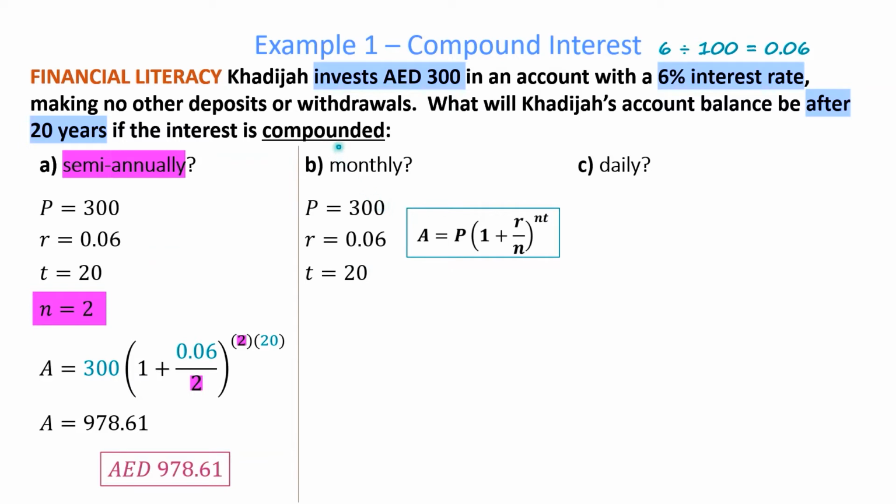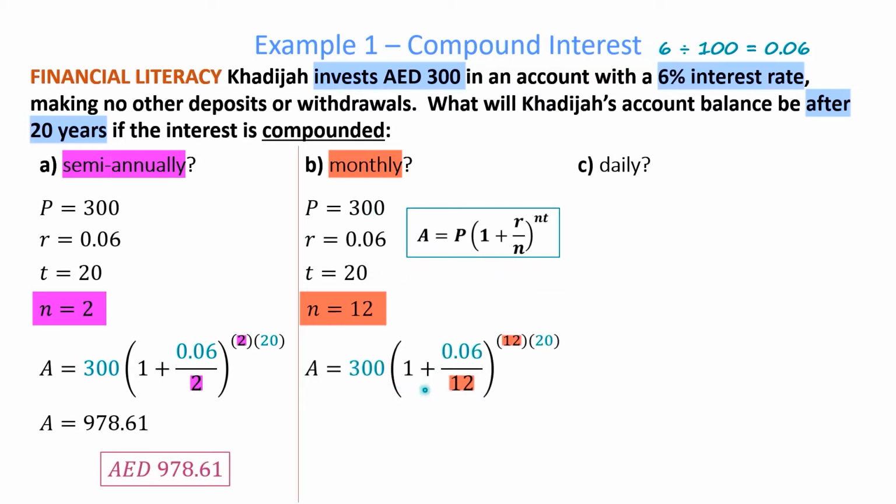Now for part B, these values of P, R and T and this formula will remain the same. So if we compound monthly, this tells us N will be equal to 12. With these values, we can then simply substitute into this formula like so, and compute this to give us this value, and then we've completed part B. So 993.06 dirhams will be the account balance after 20 years of compounding monthly.